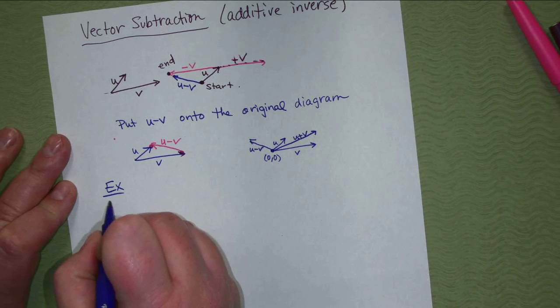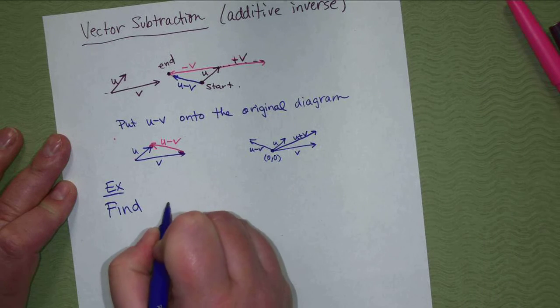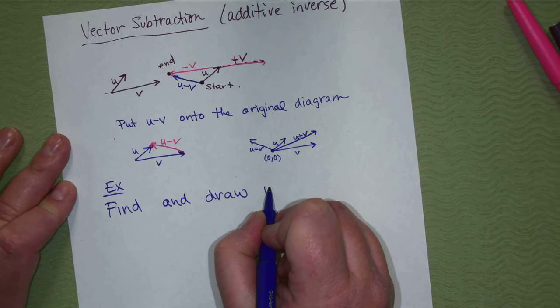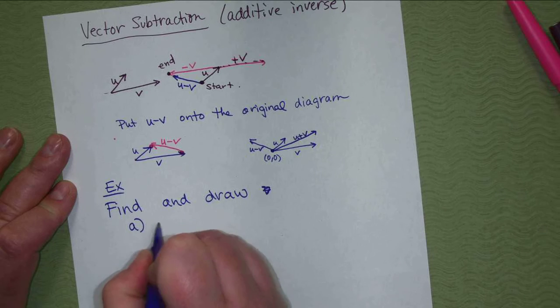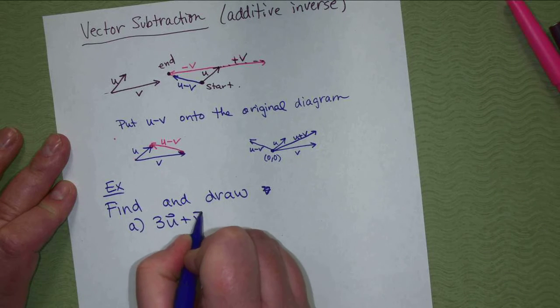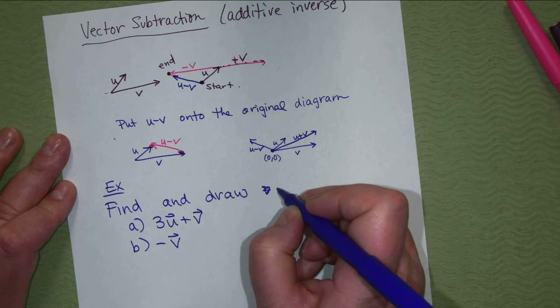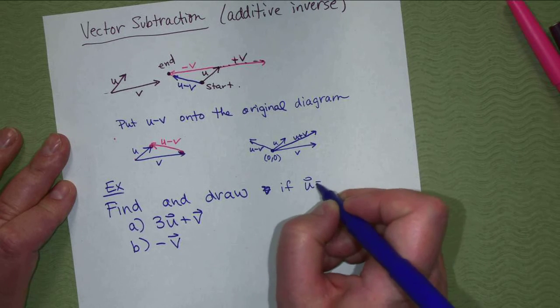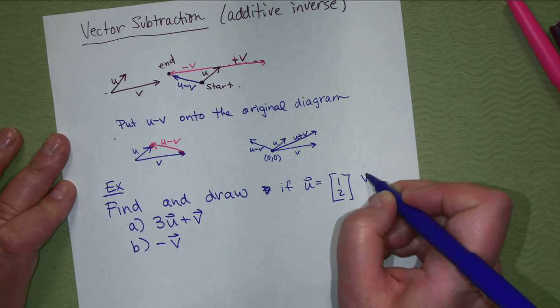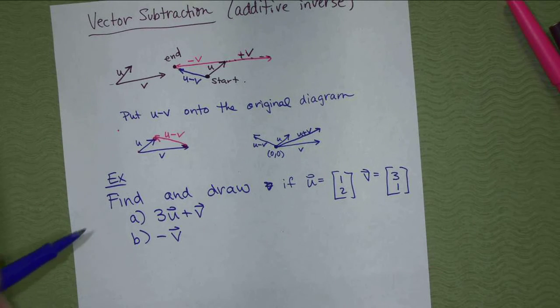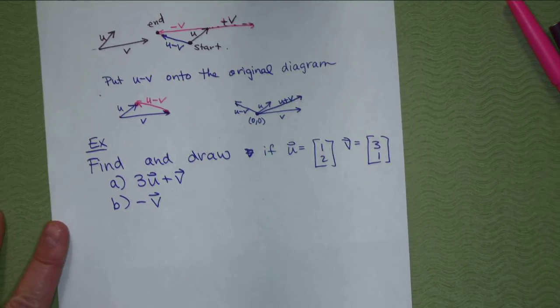Okay, so here's what you're going to try. Find and draw 3u plus v, minus v, if u is (1, 2) and v is (3, 1). So I want you to try that.